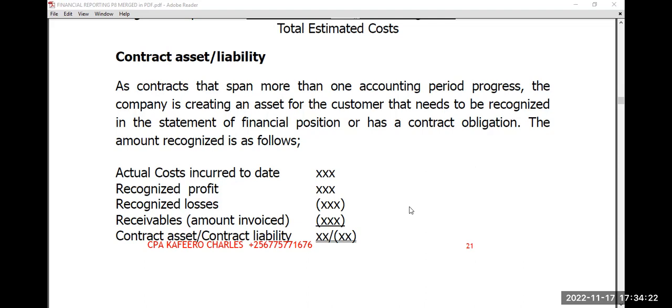We are going to see the amount that you are going to be recognizing, and how we are going to be computing it. We have the actual cost that we have incurred to date. We add the recognized profits, if there is any recognized profit. Of course, if you have not recognized a profit, it means we are going to be recognizing losses. Losses we are supposed to deduct, but the profit we are supposed to add back.